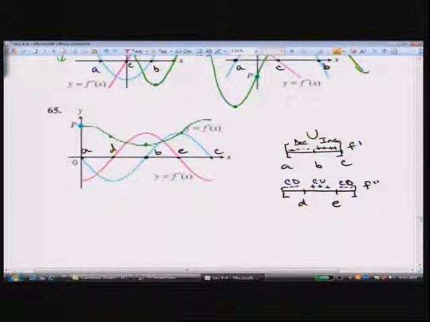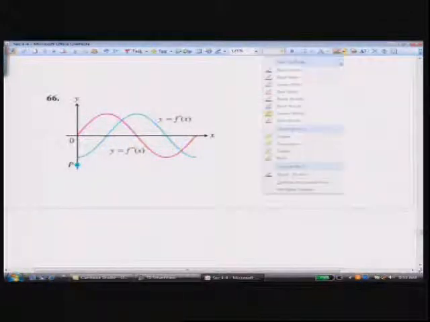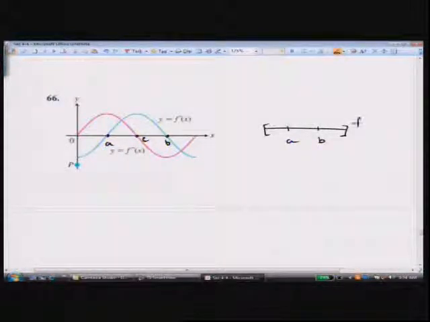So it looks like a shifted sine. All right. 66. For some reason got moved way down here. This also looks like a sine, but shifted. All right, so it's crossing. Our first derivative is the blue one. So that'll be A, B, C. All right, so our first derivative, A and B are in here. It looks like our first derivative is the blue one, so we're negative and then positive and then negative.